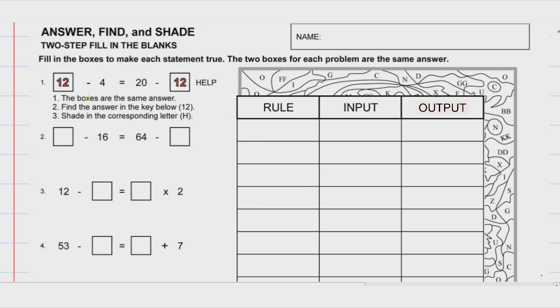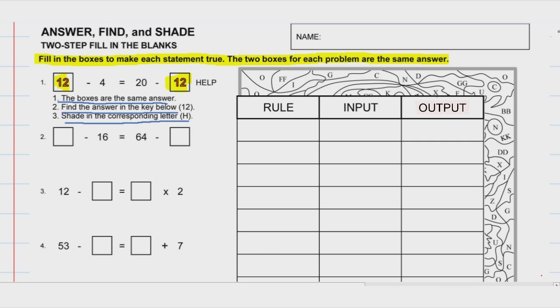So I assume you've made your input-output chart. I made one using the computer right here to help us out. So let's look at the directions. It says, fill in the boxes to make each statement true. The two boxes for each problem are the same answer. So if we come down to problem 1, they did it for us already, and they put 12 in this box and 12 in this box. Do you see how it's the same answer? Number 1 says the boxes are the same answer. Number 2, it says find the answer in the key below. Number 3 says shade in the corresponding letter.